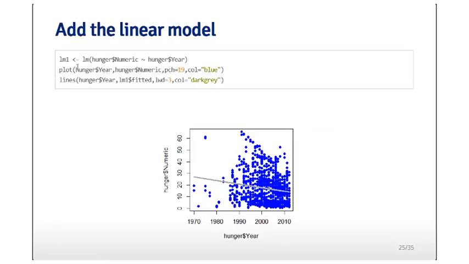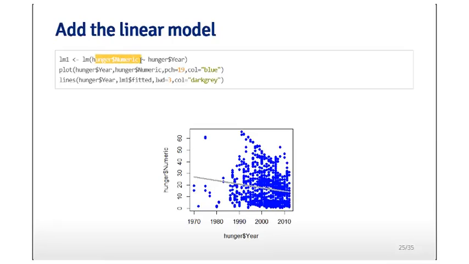Okay, so lm1 is just the standard linear regression model with percent hungry as the outcome, which is this variable hunger$numeric, and with hunger$year here. I actually prefer to put the data frame in the data equal statement, by the way. Of course this works as well.